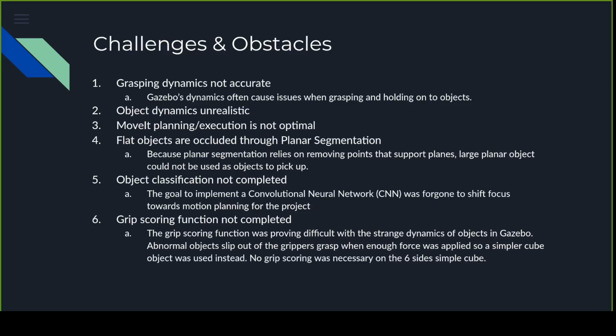In the beginning of this project, we discussed using a convolutional neural network to aid with object classification for our optimal grasps. This was removed as we entered the final push in order to shift the focus towards motion planning and less on the computer vision side of things. And lastly, the grip scoring function was not completed. As we talked about the difficulties we've seen with grasping in general with Gazebo, to run experiments to see which would give us the best grasp was difficult given the dynamics. So no grip score was calculated for the project.